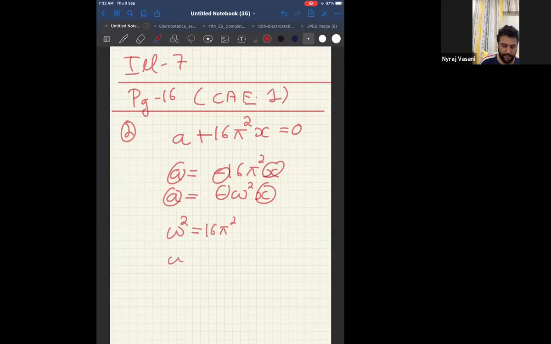Or I can get omega is equal to 4 pi, because if I take the square root on both sides, the square root of omega square is omega and the square root of 16 pi square is 4 pi. Now omega is 2 pi by t, which is equal to 4 pi. Or interchange: t is equal to 2 pi divided by 4 pi, pi and pi cancel, t is equal to half. Now check whether you're getting the same answer, t is equal to half second.